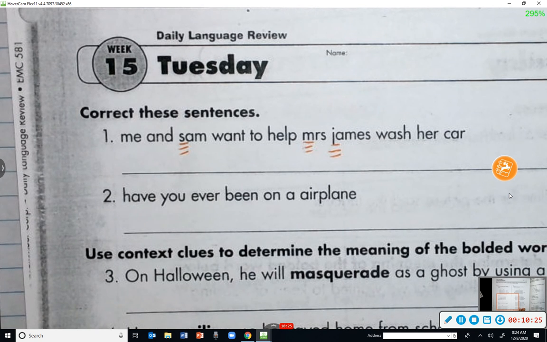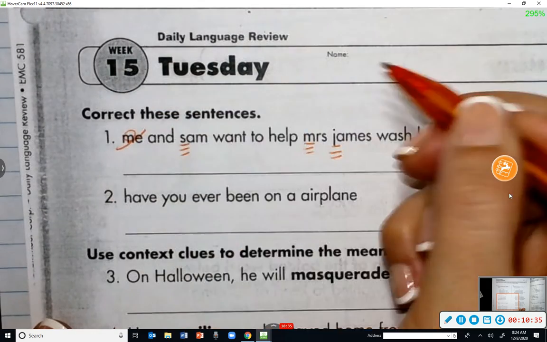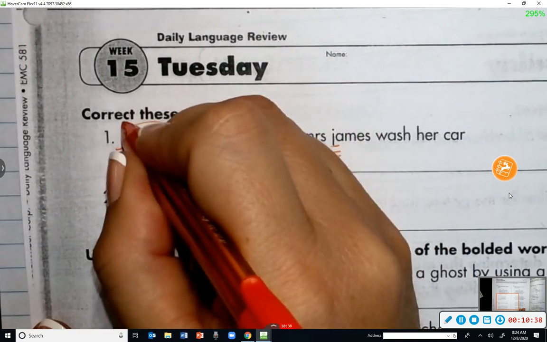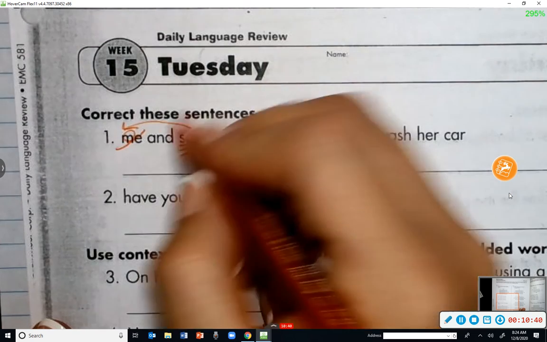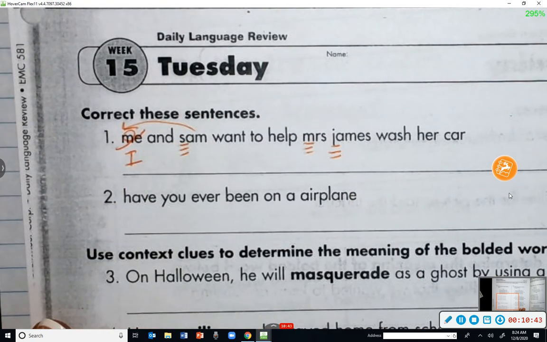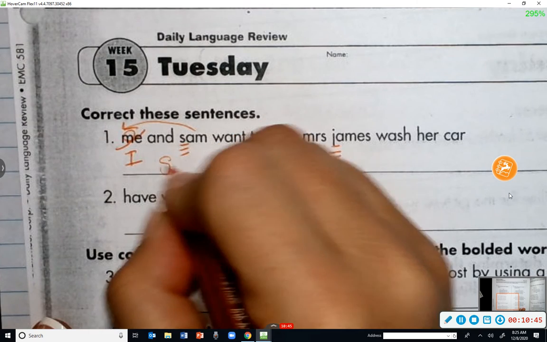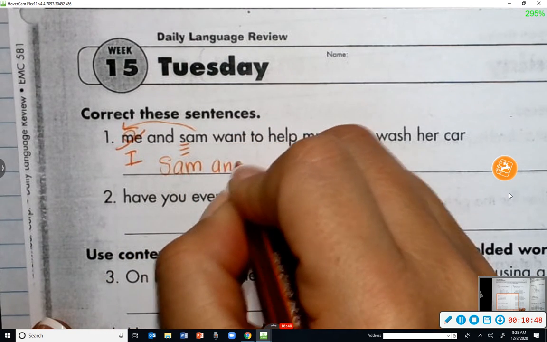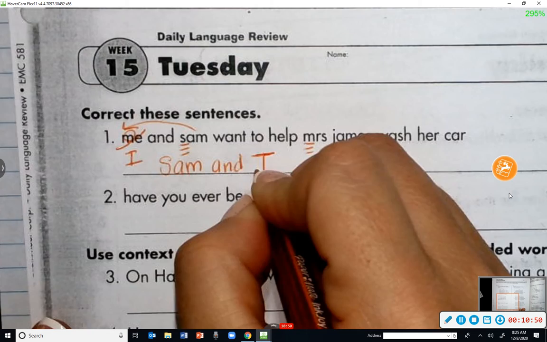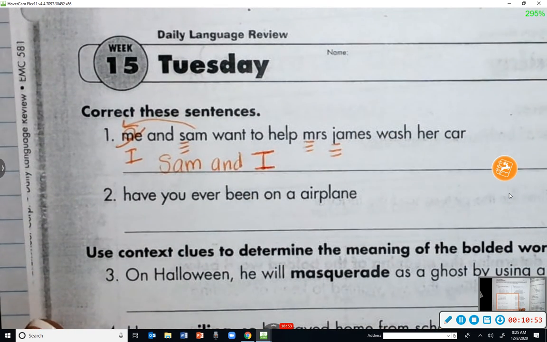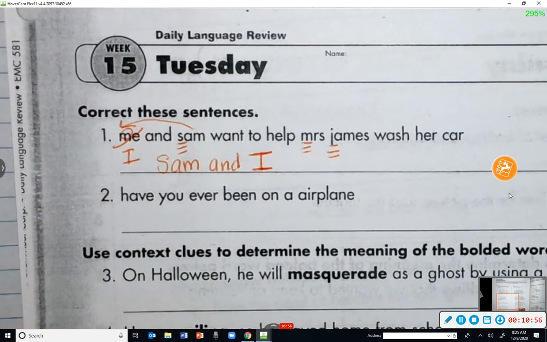Sam and I, so you need to take away the me and switch it with Sam. Good. So we need to actually put Sam at the beginning and change the me to an I. So when you rewrite it, it should say Sam and I, and then I is always capitalized. Want to help Mrs. James. What else is wrong right there with Mrs. James? Bryson?